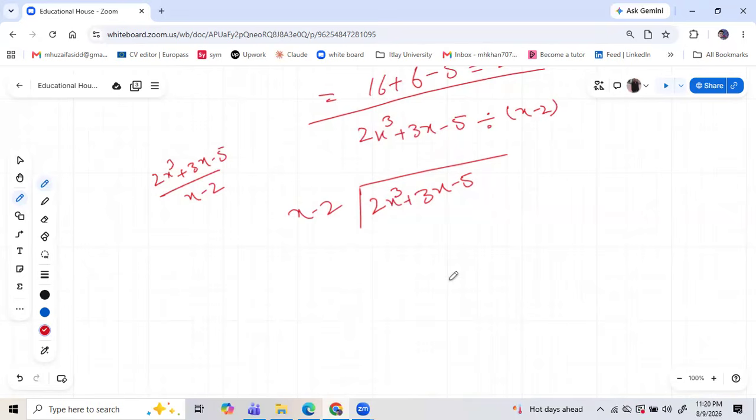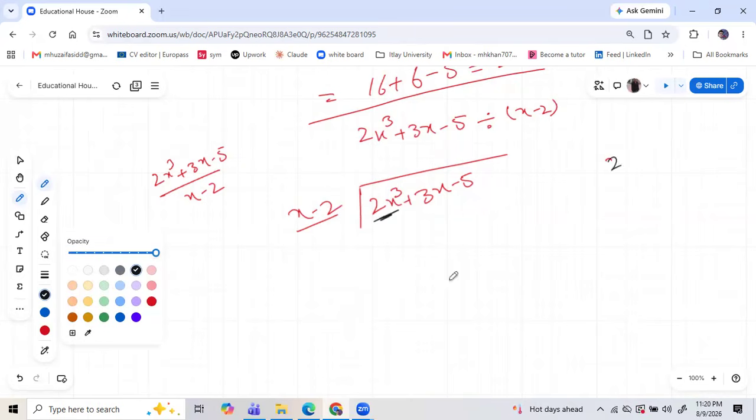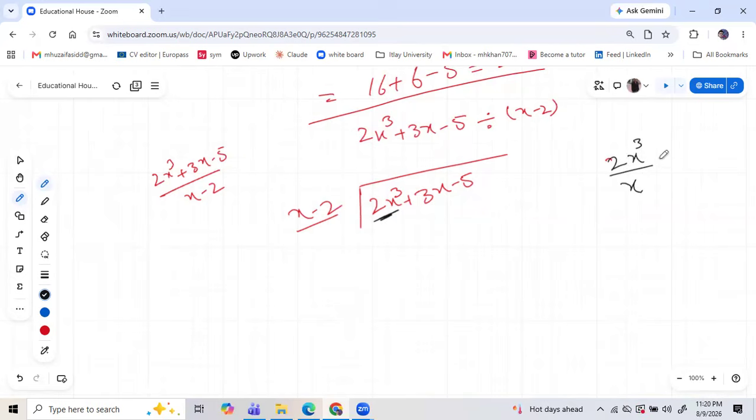So okay, check, this is your divisor, and what is the dividend? The first dividend is, if we are checking, your 2x cube. So divide 2x cube over x, sir. Yes, so it gives us 2x square. This is your rough side. Yeah. So what is the dividend? So this is your 2x square.